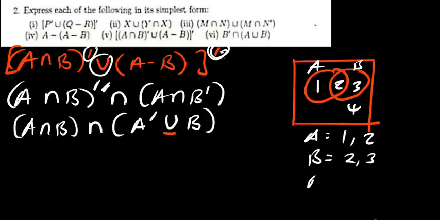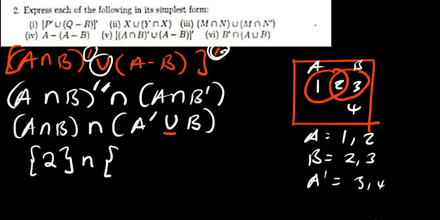What else do we want? We have A complement. A complement, we remove A, so we have 3 and 4. So I'll first find what A intersection B is. So A intersection B is 2. Then I'll say A complement union B, it is 2, 3, 4. Okay, so if I intersect it, I'll end up having just 2.